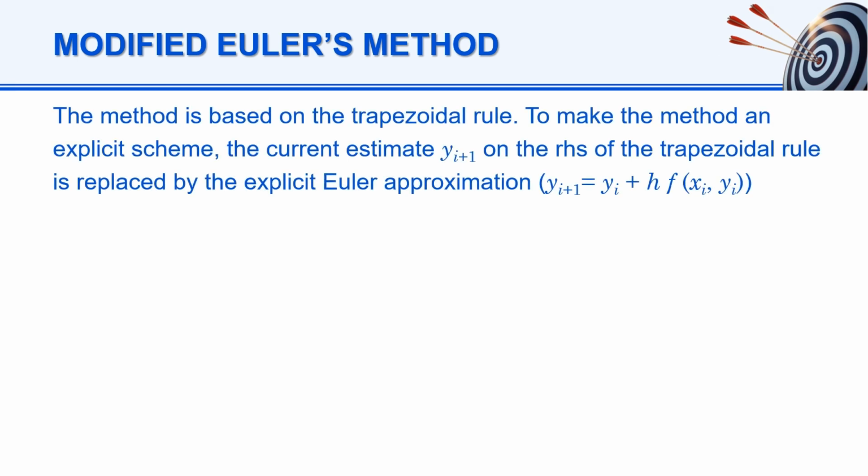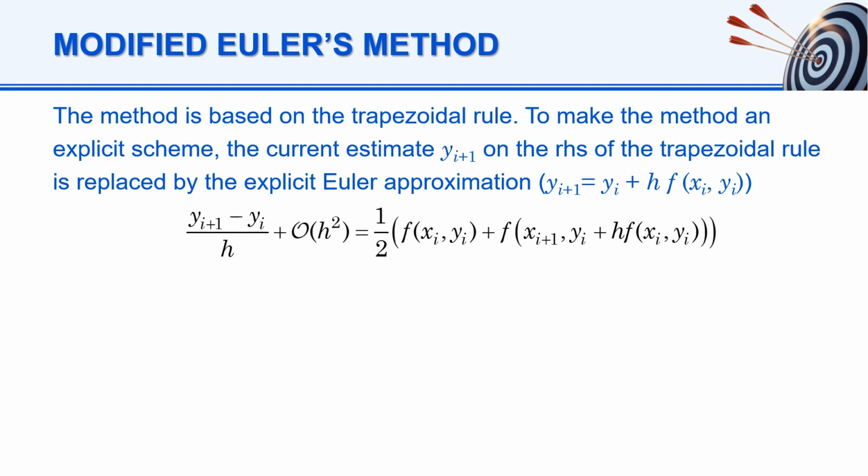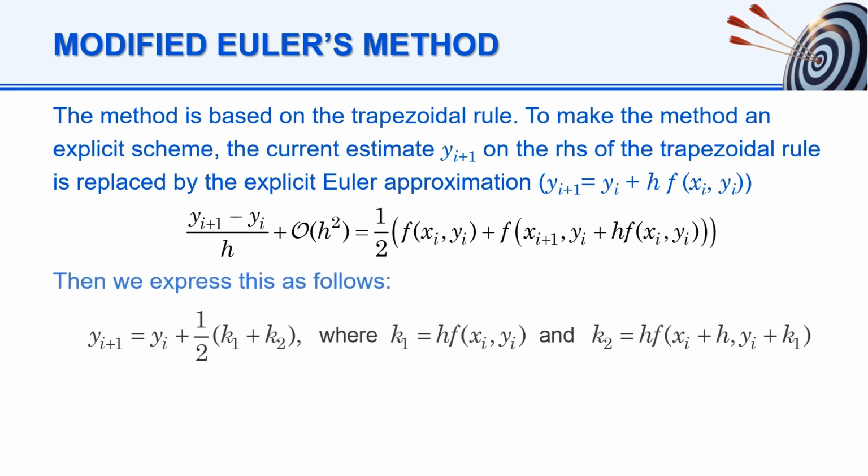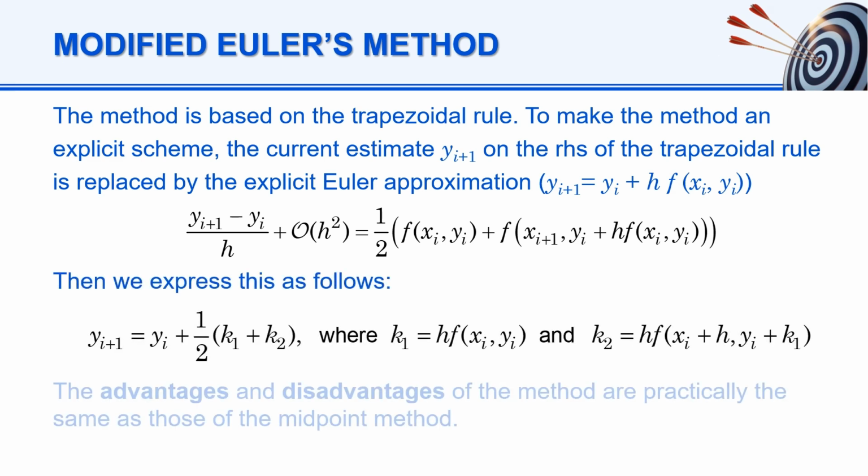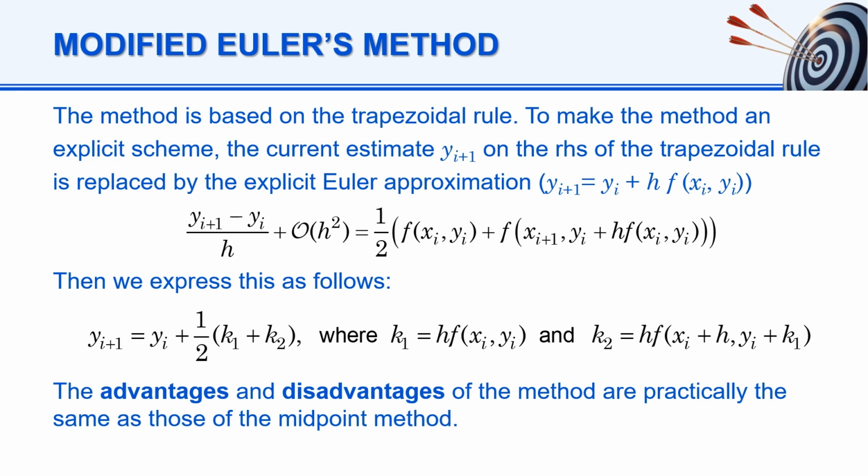The modified Euler's method is based on the trapezoidal rule. To make the method an explicit scheme, the current estimate yi plus 1 on the right-hand side of the trapezoidal rule is replaced by the explicit Euler approximation. Then we express this as follows. The advantages and disadvantages of the method are practically the same as those of the midpoint method.